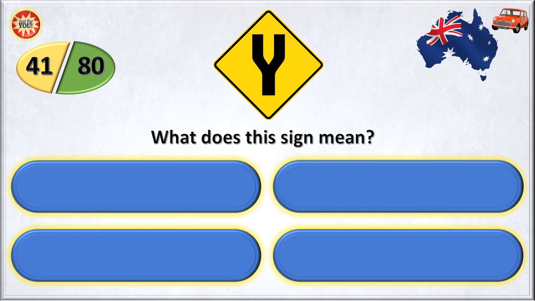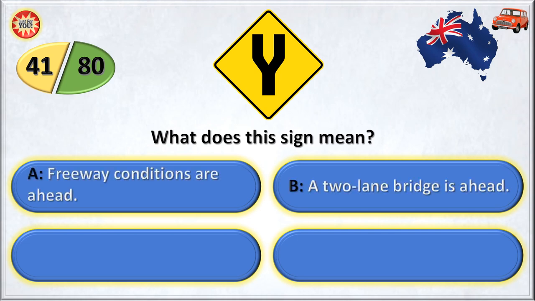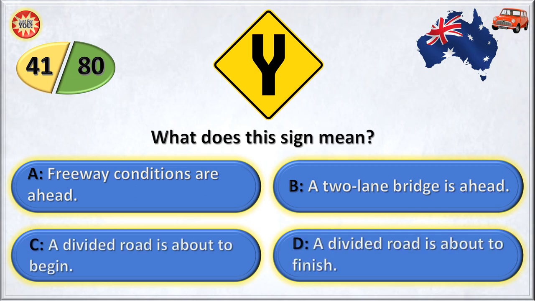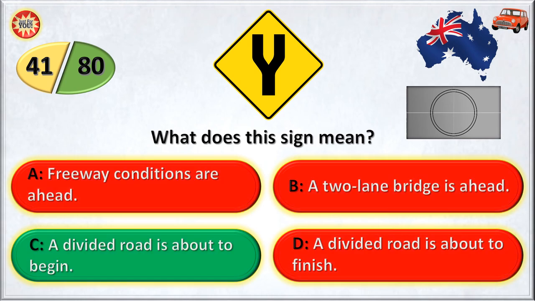What does this sign mean? Freeway conditions are ahead. A two-lane bridge is ahead. A divided road is about to begin. A divided road is about to finish. A divided road is about to begin.